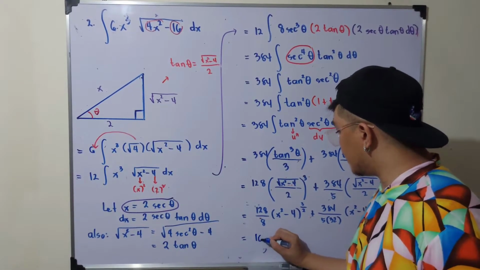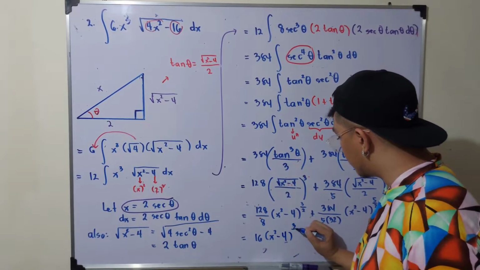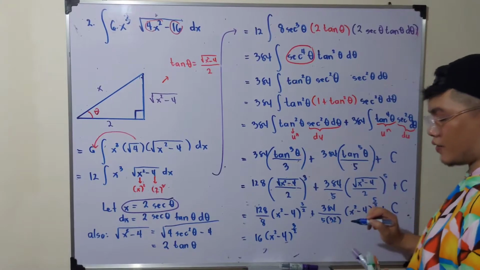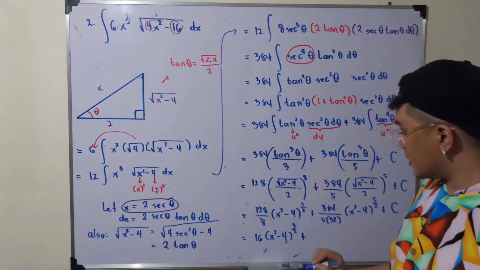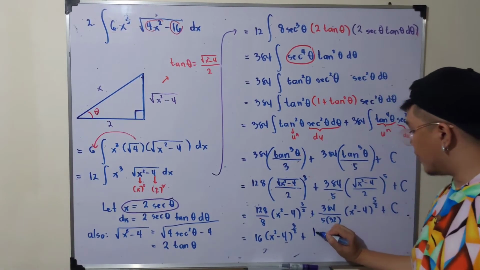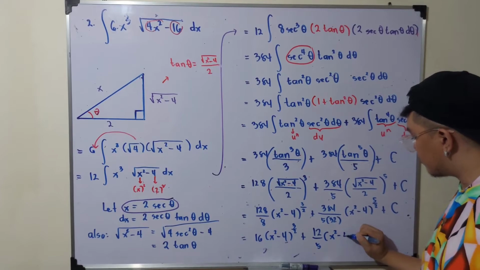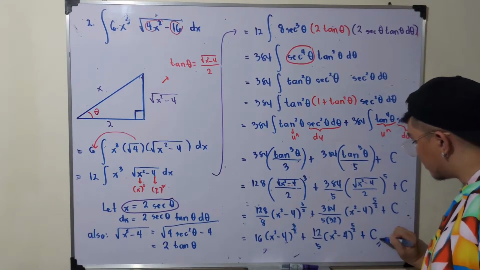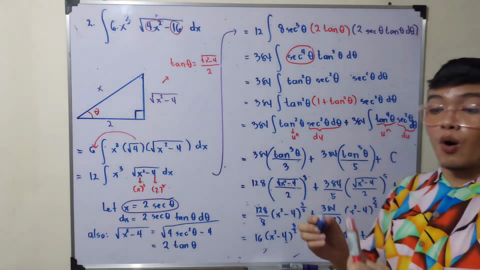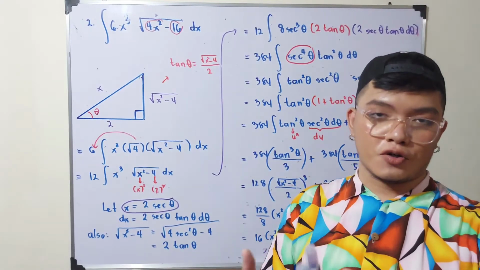So, we have 16 times the quantity x squared minus 4 raised to 3 halves plus, we have 12 over 5, then this. So this is now guys the final answer, or you can simplify it further by combining the fractions.